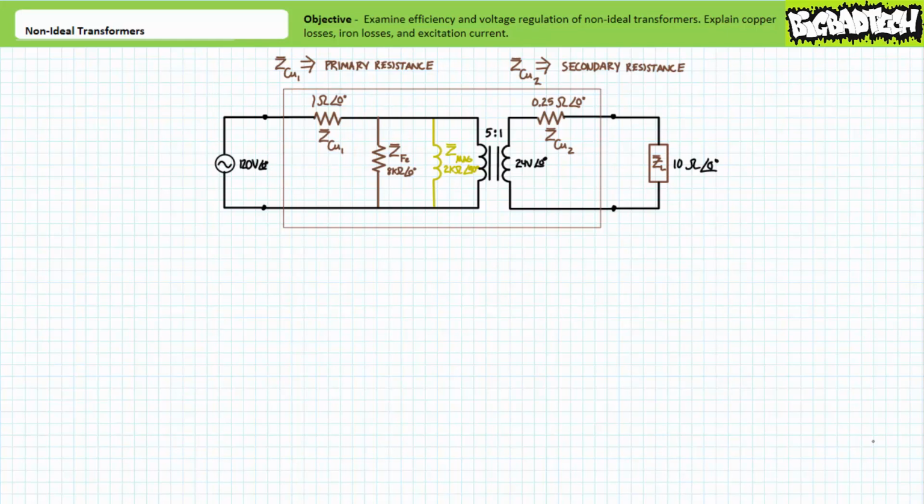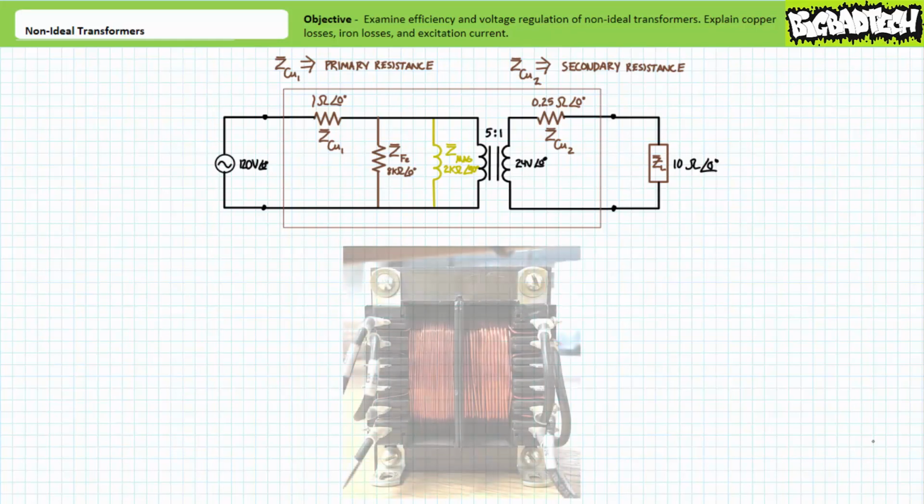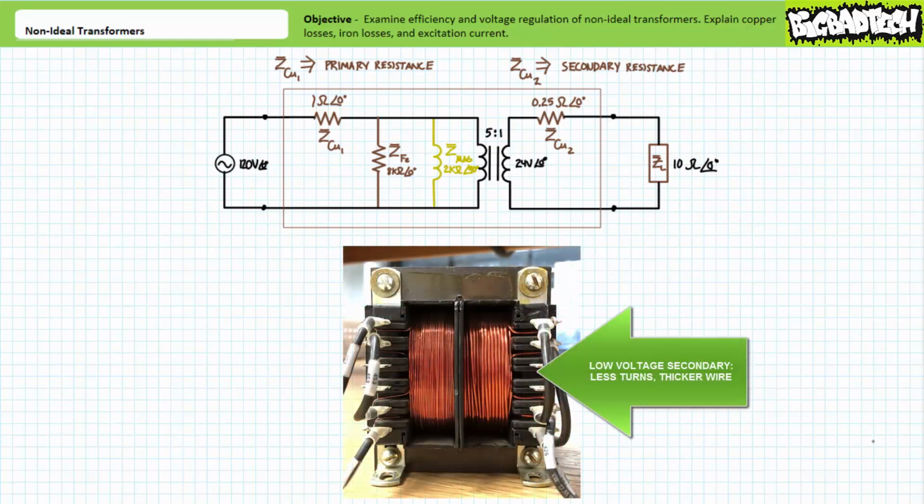You note the internal resistance of the low voltage secondary winding of this step-down transformer is less than that of the high voltage primary winding. This is to be expected. Given the low voltage winding is expected to carry high current, one would ordinarily construct this winding using fewer turns of thicker, more conductive wire that exhibits a smaller internal resistance.